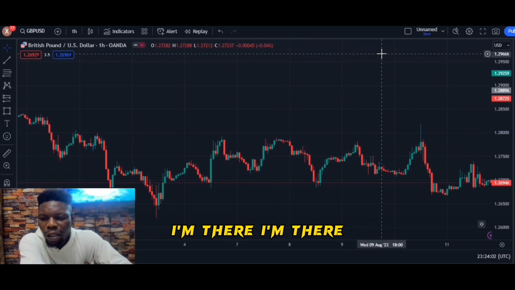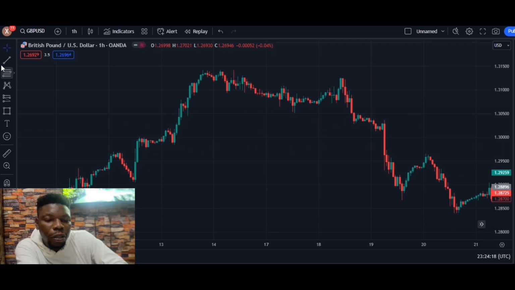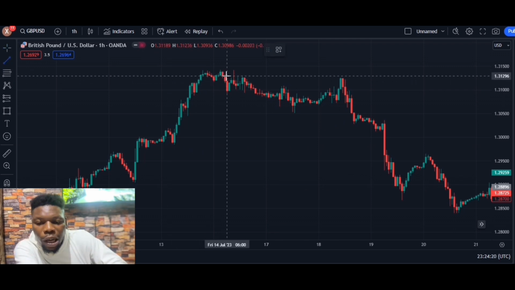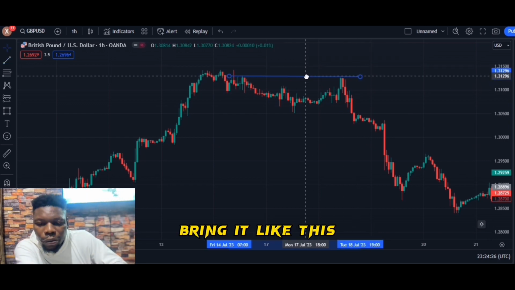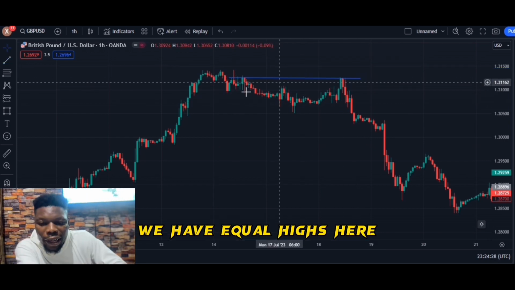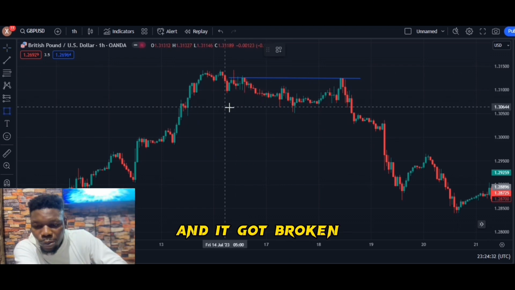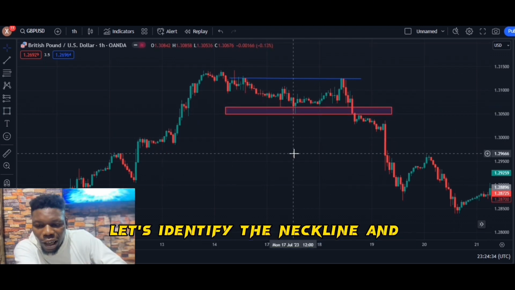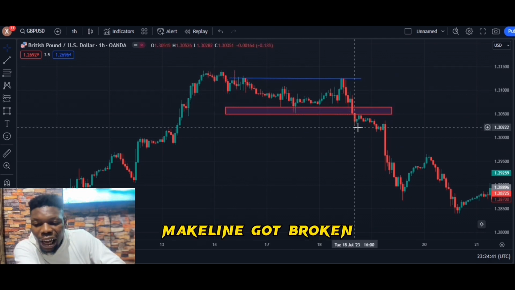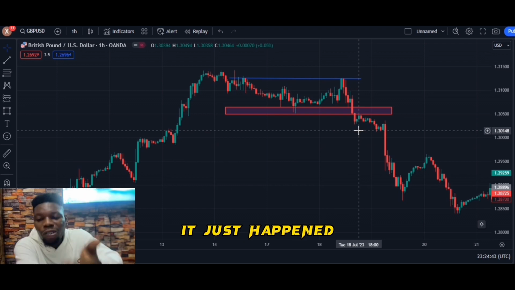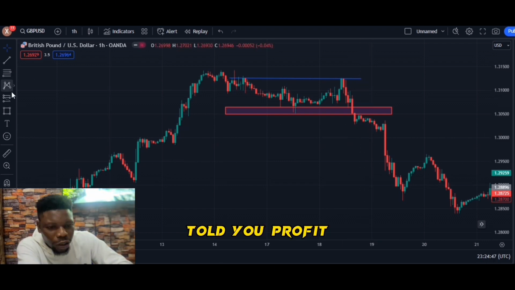Let's take another example. This is another example here. We had equal highs here. We can bring it like this. This is the neckline, and it got broken. Let's identify the neckline. And what happened? We had the equal highs. Neckline got broken. It went down. And what happened? A retest happened, and you enter. Boom! Profit. Told you, profit.